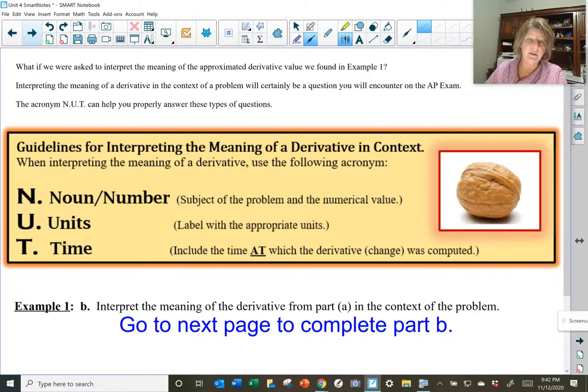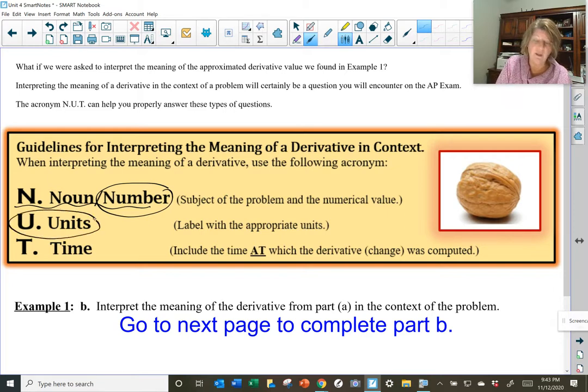The acronym NUT can help you in properly answering those questions. So, guidelines when you're interpreting the meaning of a derivative: make sure you reference the noun. Like in this case, we were talking about the water in the pond, right? And then also include the number, the numerical calculation that we came out with. So like the -1/2, I want to make reference to that.